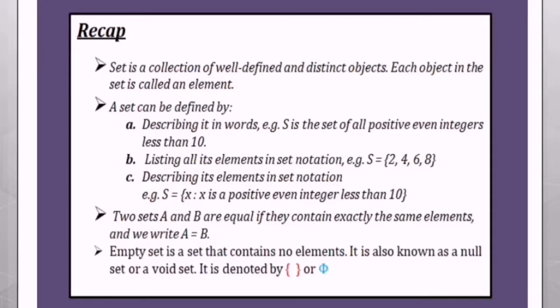A set can be defined by describing it in words, listing all its elements in set notation, or describing its elements in set notation. Two sets A and B are equal if they contain exactly the same elements, and we write A equals B. An empty set is a set that contains no elements, and it is also known as a null set or a void set. It is denoted by curly braces or this symbol.